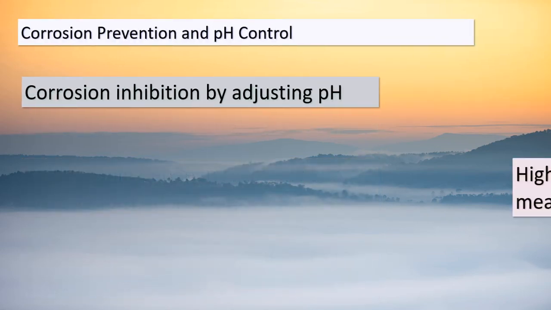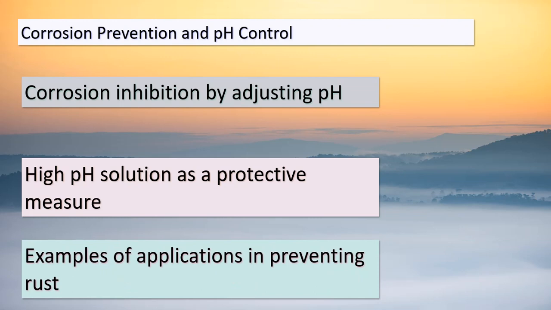Great to see you all engaged, students. Now, let's connect the dots between what we've learned and practical applications. Corrosion, as we know, can be detrimental, especially in contexts involving metals like iron. Here's where our knowledge of pH plays a crucial role. By controlling the pH of a solution, we can inhibit corrosion.